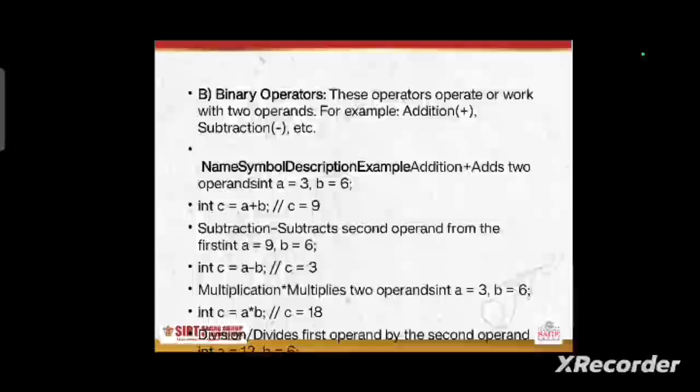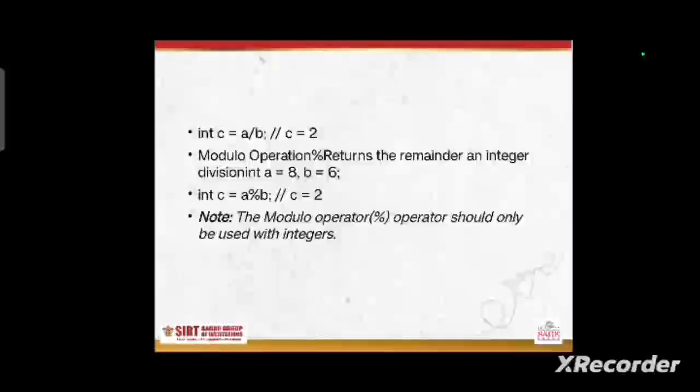For multiplication, if I choose two numbers 3 and 6, and I apply multiplication, then I will get 18. So these are the examples of binary operators. And if you want to divide two numbers, if I have 4 and 2, and I divide 4 by 2, then I get 2. This is the division operator.